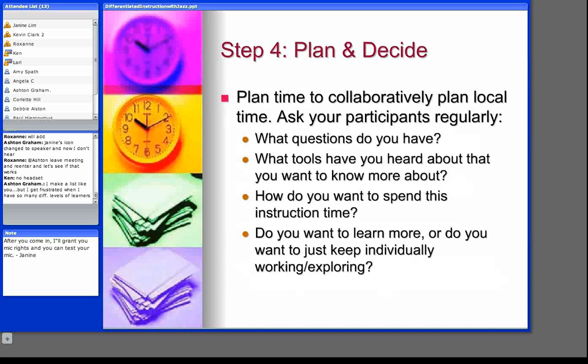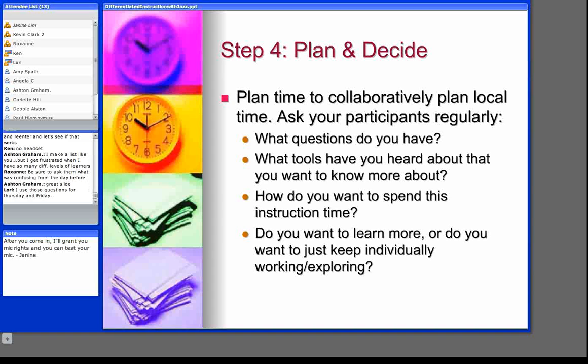Right, and then I think I said this already, but I'll say it again. Plan time to collaboratively plan the local time with your participants. So ask them, what questions do you have? What tools have you heard about that you want to know more about? How do you want to spend this instruction time? This is the one I always use all the time. Do you want to learn more, or do you want to just keep individually working, exploring? Like, brain full? Or how are you doing? Are you ready for me to teach you something new? What would you like it to be? And just getting that feedback from the participants is important.